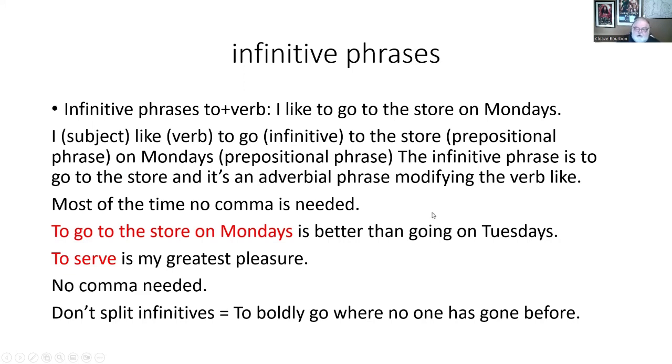So you're not going to run into a lot of commas with infinitives like this. To go to the store on Mondays is better than going on Tuesdays. To serve is my greatest pleasure. All right, let's face it. We're probably not going to use infinitives here. We're probably going to say going to the store. We're going to be using a gerund, like going to the store on Mondays is better than going on Tuesdays. Or serving is my greatest pleasure. So you're going to change this from an infinitive into probably a gerund. A gerund is an ing word that doesn't have a helping verb that acts like a noun. So serving is my greatest pleasure would be better than to serve is my greatest pleasure.